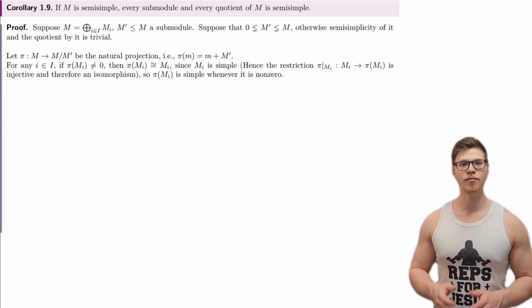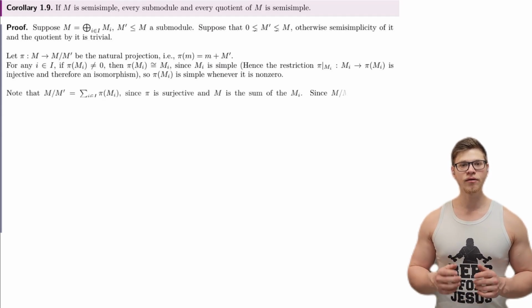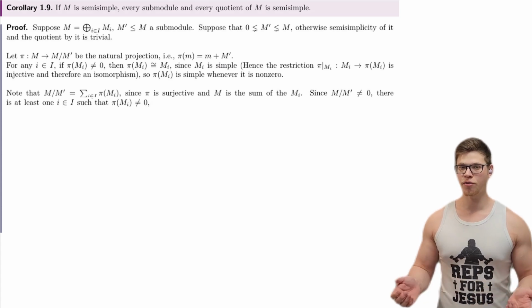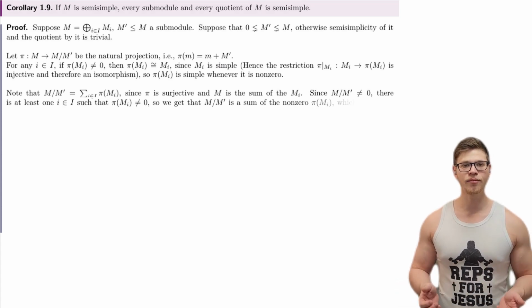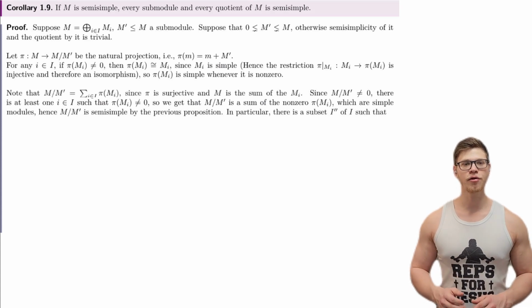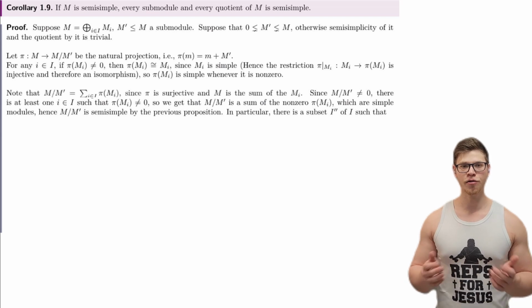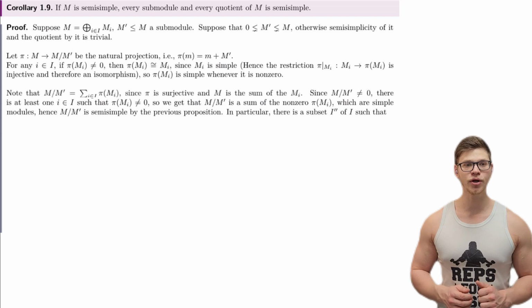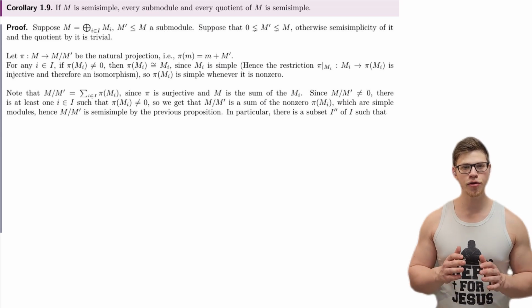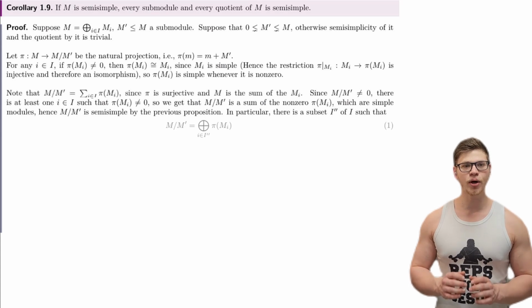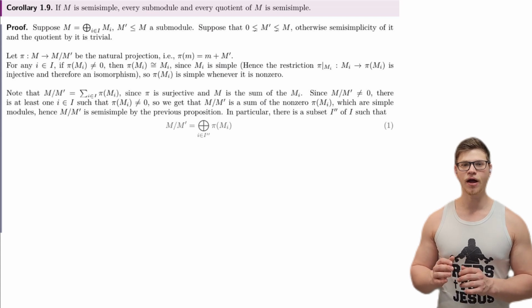Since M mod M' is non-zero by assumption, there exists at least one index i such that π(Mᵢ) is non-zero. So we get that M mod M' is equal to the sum of all the non-zero π(Mᵢ)'s, which are simple modules. Hence M mod M' is semi-simple by the previous proposition, since it's a sum of simple modules. In particular, there exists a subset I'' of the index set I, such that M mod M' is the direct sum of the π(Mᵢ), indexed over I''.